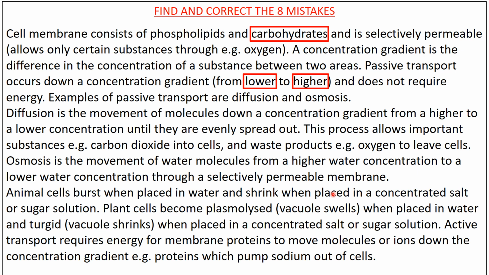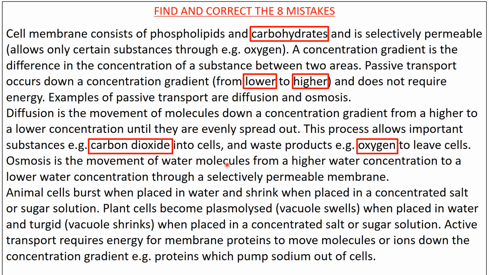Next paragraph. Diffusion is the movement of molecules down a concentration gradient from a higher to a lower concentration until they are evenly spread out. This process allows important substances, e.g. carbon dioxide, into cells. Carbon dioxide you want out. So that's wrong, and we'll talk about what that might be in a minute. Carbon dioxide into cells and waste products, e.g. oxygen, to leave cells. No, that's not right either. So if you've highlighted them as incorrect, you could actually just have swapped them around. Another one you could have had going into cells would be glucose, or even water, I suppose.